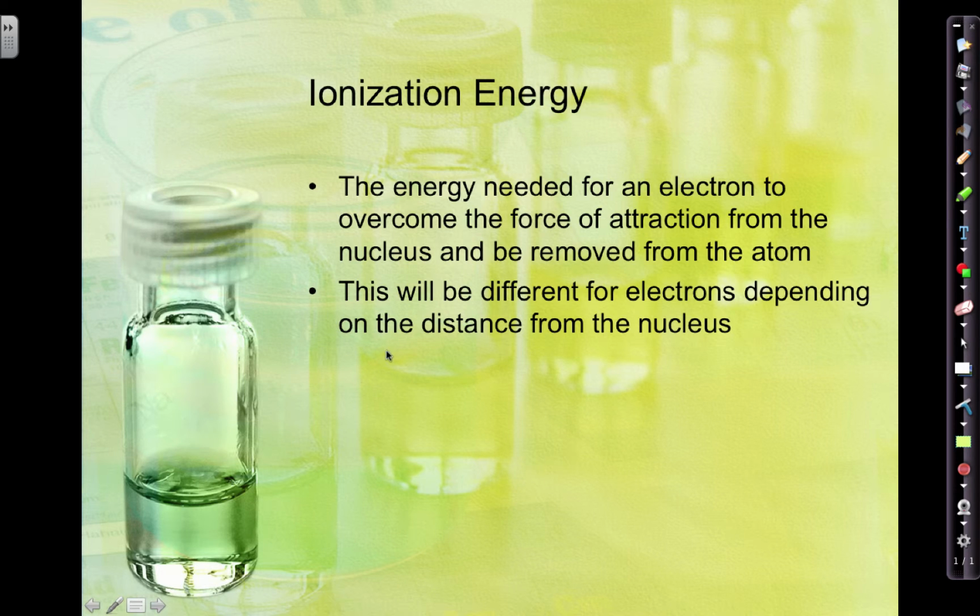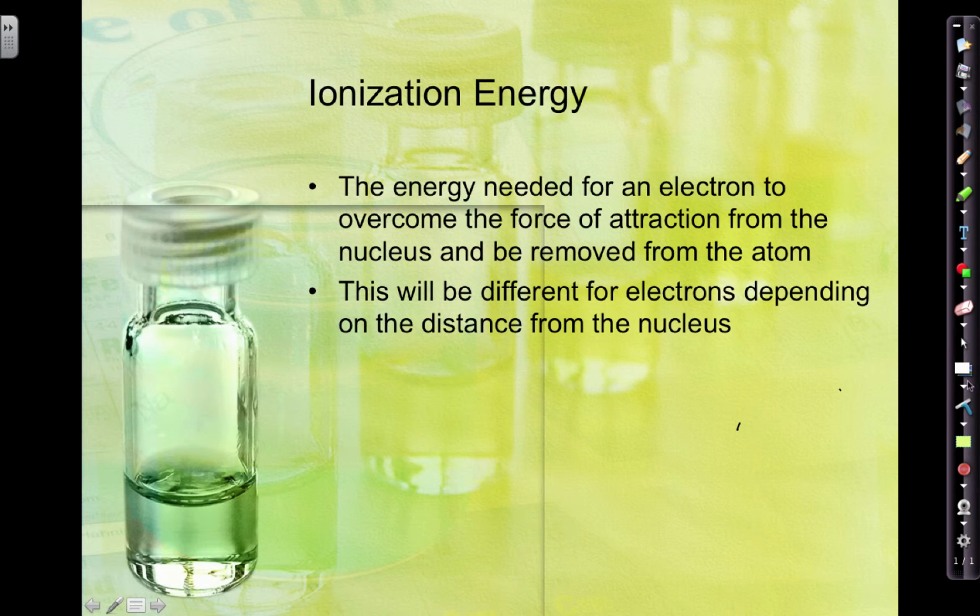So ionization energy is the energy needed for an electron to overcome that force of attraction. So that's the energy required to pull off one electron from the atom. This is different depending on how far the electrons are from the nucleus. So the further they are away, if we have our atom here, if they are located on higher energy levels, they're further away from the nucleus, which means their force of attraction is a little bit less, so those are easier to remove. When they're really close to the nucleus, or they're on lower energy levels, they are harder to remove because there's a greater force of attraction.